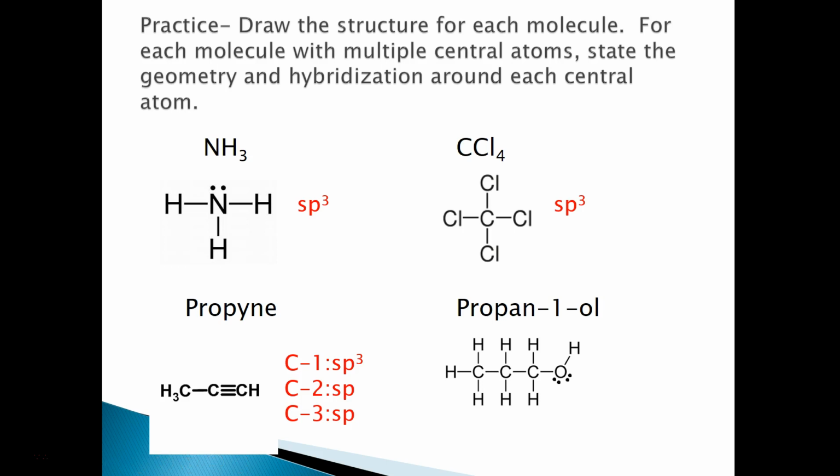Now, propan-1-ol has 4 central atoms, 3 carbons, and 1 oxygen. So if we look at them one by one, we see these 3 carbons will all have a tetrahedral geometry. And each one has 4 electron domains, so each one will have sp3 hybridization. Now this oxygen atom here has 2 bonds and 2 lone pairs, which means that it is in the bent shape. But because it has 4 electron domains, it will also be sp3 hybridized.